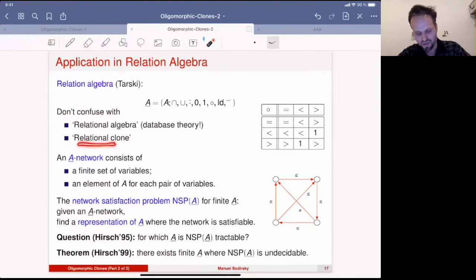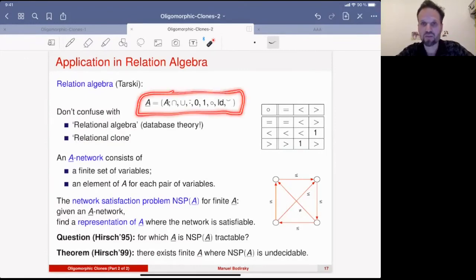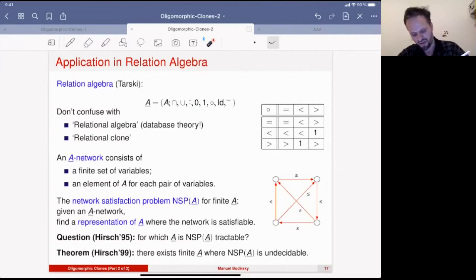It's also not the same as a relational clone when studying Galois connections. A relation algebra is something very different. It goes back to Tarski and has been studied by many people since, and it's a nice area. So we have an algebra which has the signature of Boolean algebras. And additionally, we have a binary operation for composition, a constant for identity, and a unary operation for taking inverses.